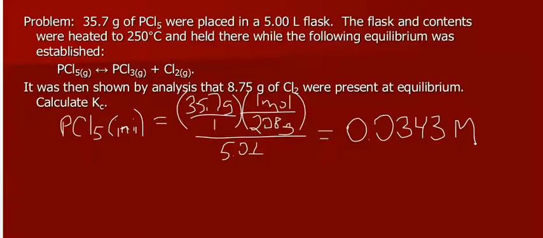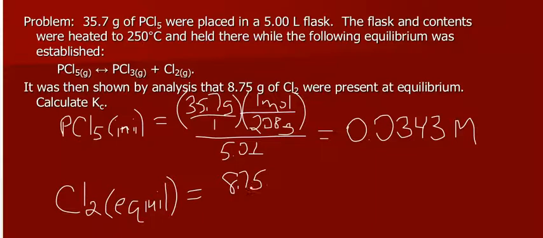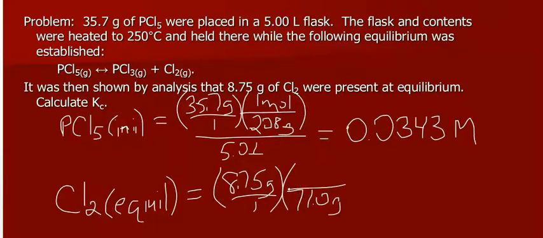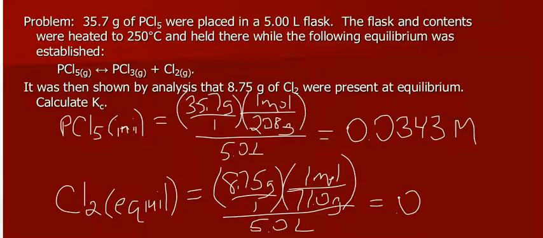We're going to do the same thing for Cl2. This is at equilibrium, and we're told that we have 8.75 grams. Molar mass of Cl2 is 71. So that'll give me moles divided by liters, 5 liters. So at equilibrium, there's the concentration. So that's the two pieces of data that we are given for this problem. I'm going to move to the next slide. Write my balanced equation.